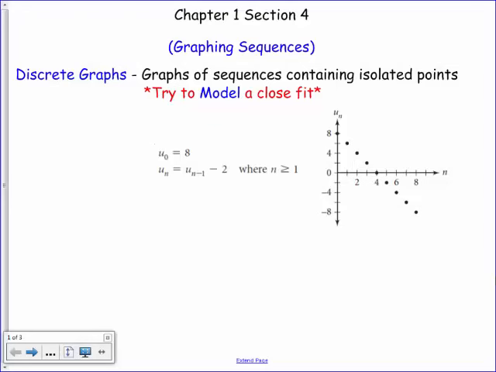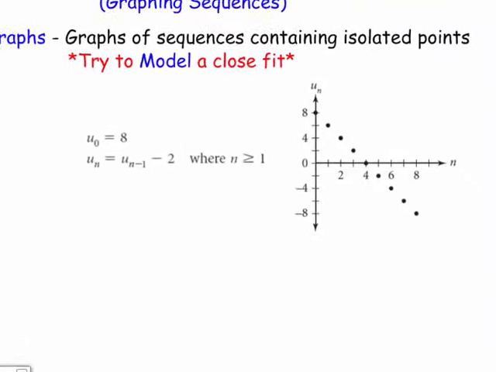We've done a lot with our recursive sequences thus far, and now we're going to look at our graphs of them. When we graph a recursive sequence, or our arithmetic and geometric sequences, we do so by what we call discrete graphs. It's basically kind of a scatter plot. And then we try to model a close fit, whether it's a line or a curved line, and we'll take a look at what those would mean in those cases.